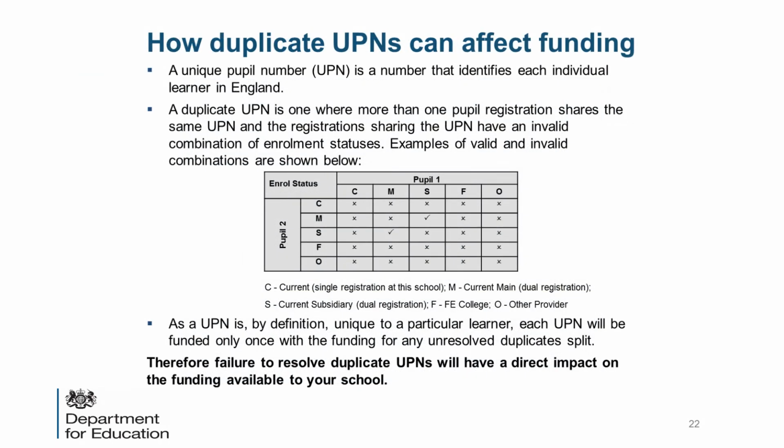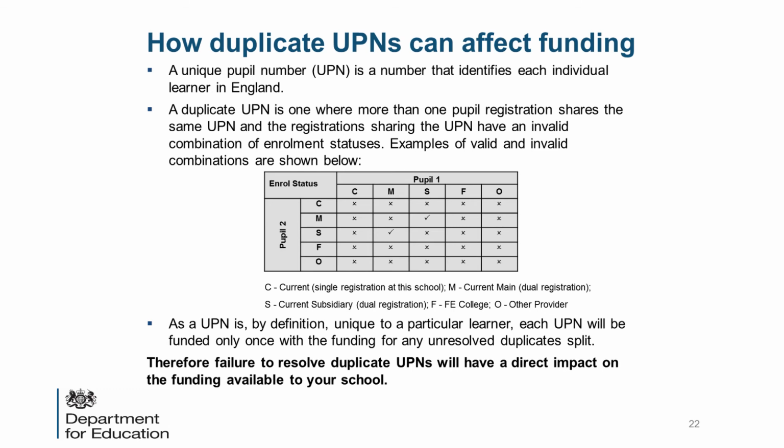A unique pupil number, or UPN, is, by definition, unique to a particular learner, and each UPN will be funded only once, with the funding for any unresolved duplicates split. A duplicate UPN, that is, a UPN which has a registration at more than one establishment where the combination of enrolment statuses is invalid, will have an impact on the funding available.